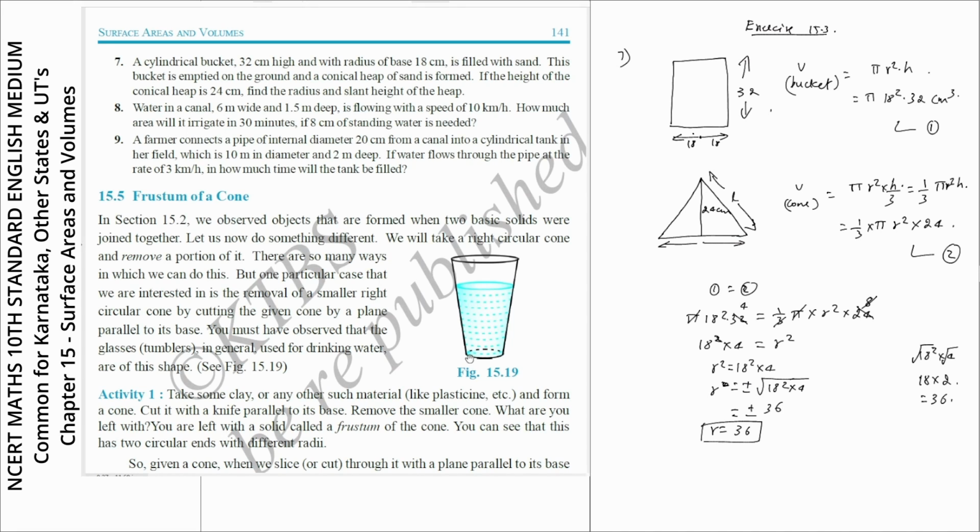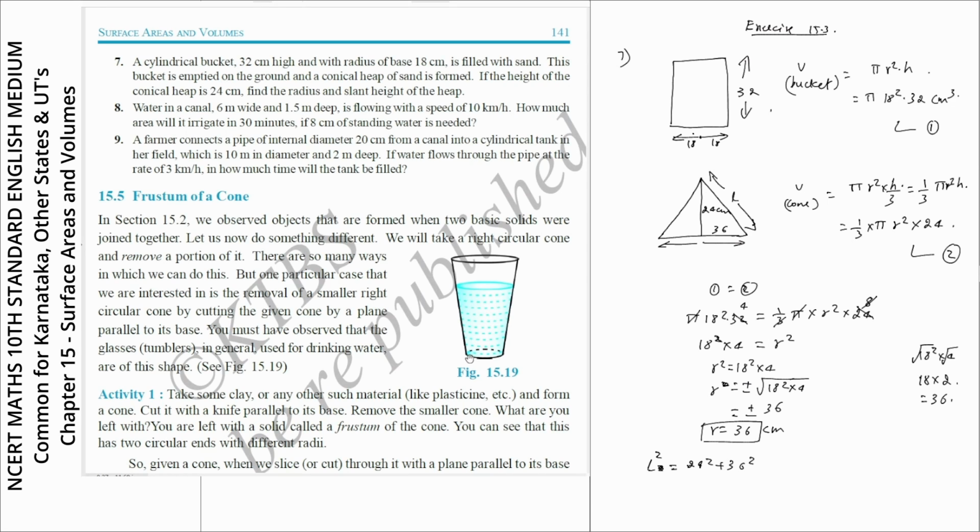What is the dimension? Centimeter. So 36 centimeter. Now what is the slant height? So r is 36, so what is L? You can see there is a right angle triangle formed in a cone. So slant height is given by, if you apply Pythagoras theorem, L square is equal to 24 square plus 36 square.